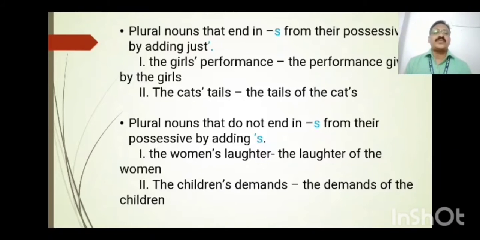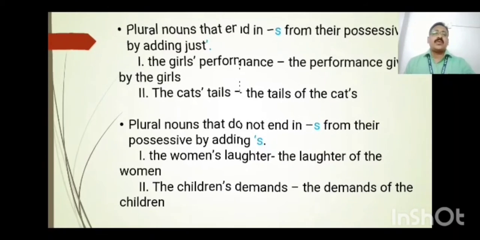Like the women's laughter. Women, we can see W-O-M-E-N, is the plural form of woman. Women's laughter, the laughter of the women. So women is in plural form, and we just added apostrophe s to it to change it into possessive case. Here the second bit, the children's demand. The demands of the children. Children is a plural noun, but it doesn't end with s, so we just put apostrophe s to it to make it possessive case.